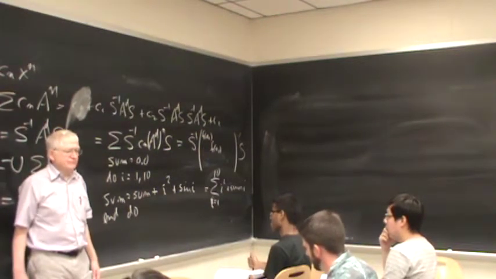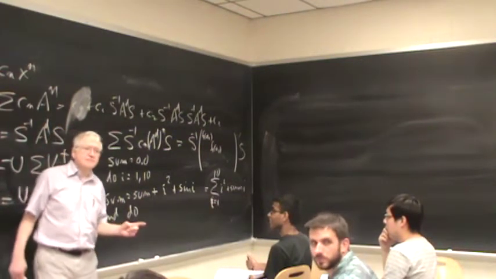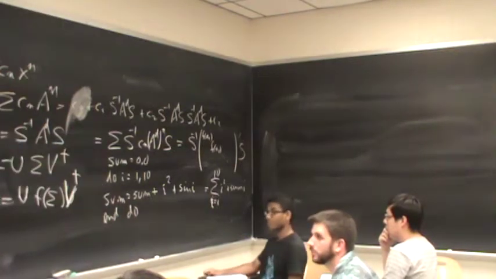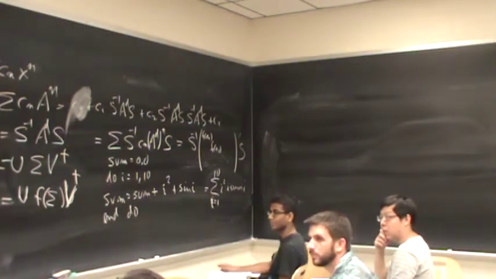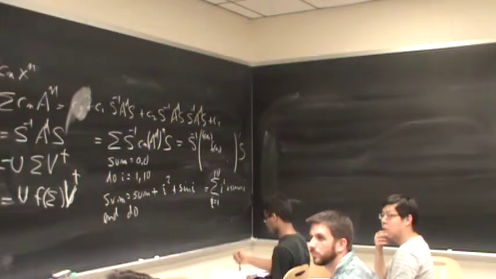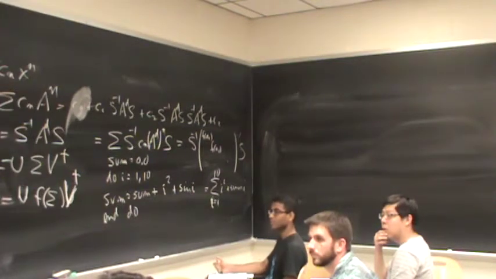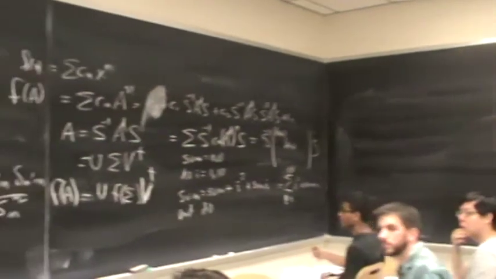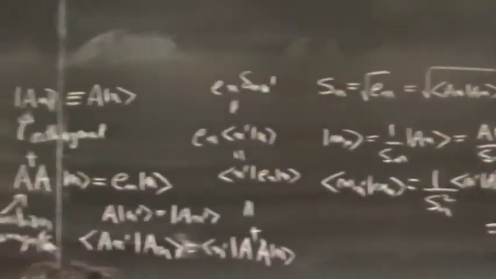Can you repeat what you said? You take a positive definite matrix. What it's doing is taking a positive definite matrix. A dagger A and A A dagger are automatically non-negative matrices.